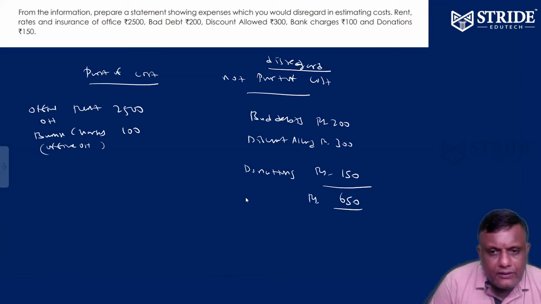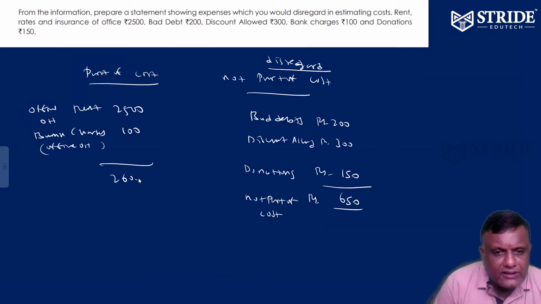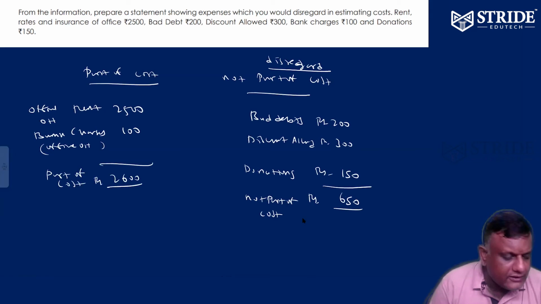650. 650, not part of cost sheet. Not part of cost of this unit. This is part of cost. 2,600 is a cost. The question is, what is disregarded in estimating cost? So totally you can disregard 650. That's it.